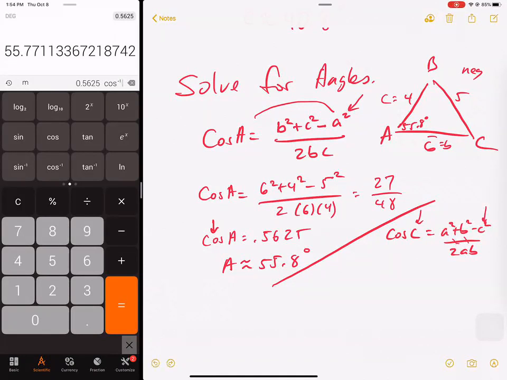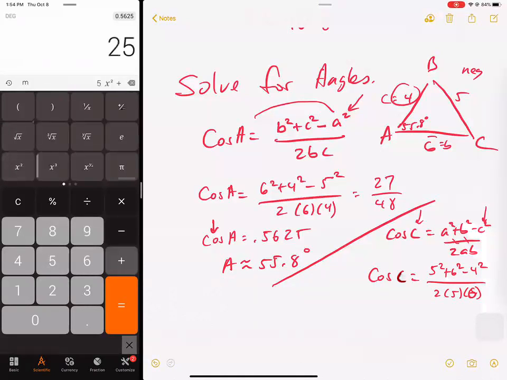So to fill this out, cosine of C is equal to 5 squared plus 6 squared minus 4 squared, all over 2 times 5 times 6. On your calculator, you can do this in 10 seconds if you practice enough. 5 squared plus 6 squared minus 4 squared equals, divided by open parentheses, 2 times 5 times 6, close. See, I'm not even at 10 seconds, I'm at like 6 seconds. Then we're going to shift cosine. So cosine C is equal to 0.75.